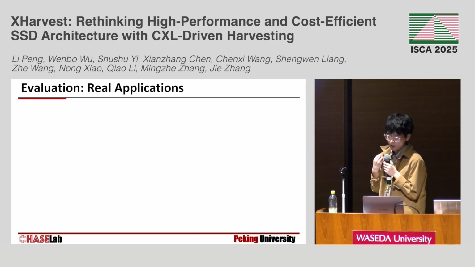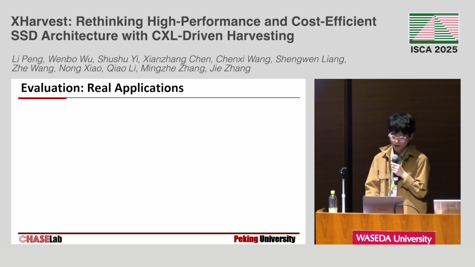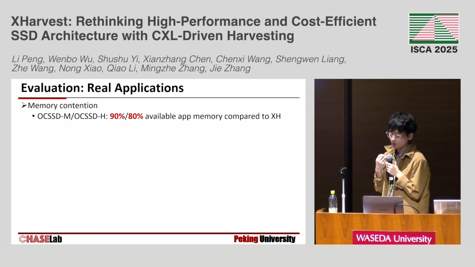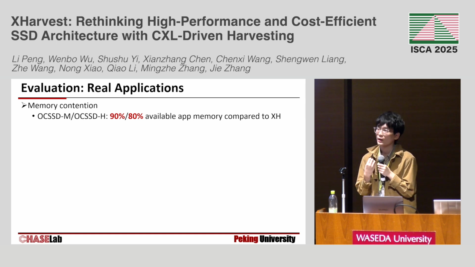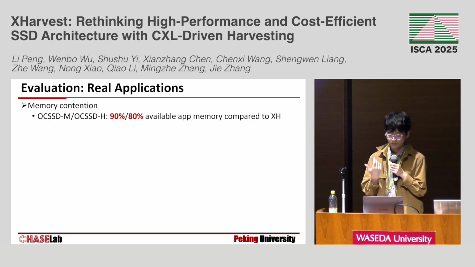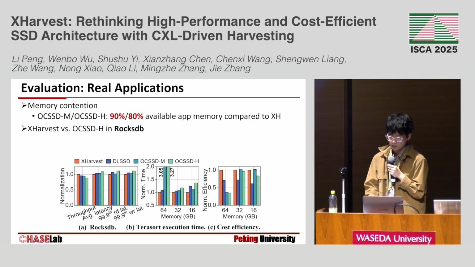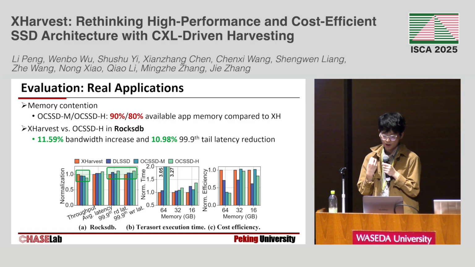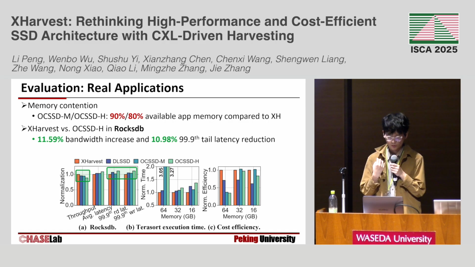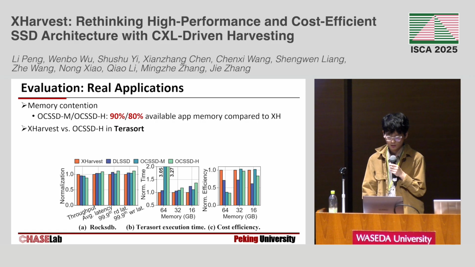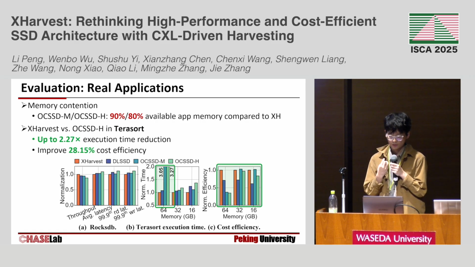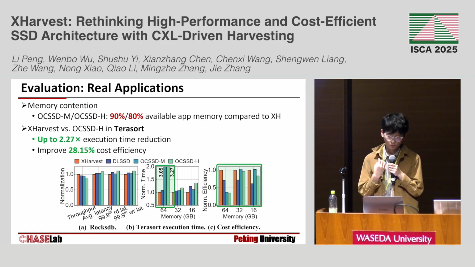We evaluate the impact of host resource contention with real applications. We constrain the application memory in OCSD to 19% and 18% of XHarvest's to emulate medium and high contention, due to its static and excessive memory reservation. In RocksDB, XHarvest outperforms OCSD by 11% in throughput and reduces tail latency by 10%. In TeraSort, XHarvest reduces execution time by up to 2.27 times over OCSD while improving cost efficiency by 28%.